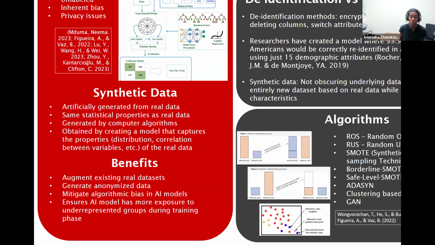And we could generate anonymized data so we don't have to worry about student privacy and patient privacy. It could help mitigate algorithmic bias in AI models by ensuring that the AI model has more exposure to such underrepresented groups, right? Like we just saw, number of Cs are very rare. Now if we could augment that, the model has more exposure when we do classification, random forest and all that. The model has more exposure to such underrepresented groups in the training phase, and hence we can mitigate algorithmic bias towards them.